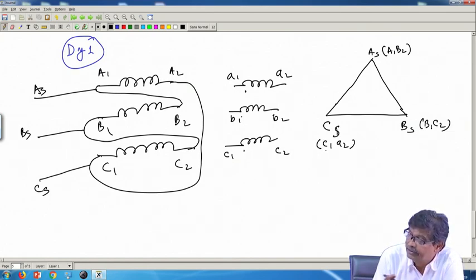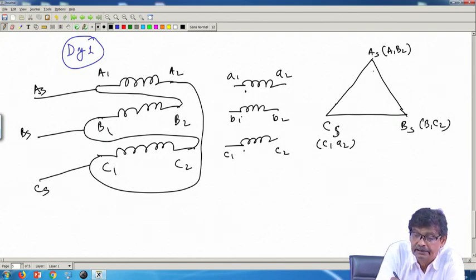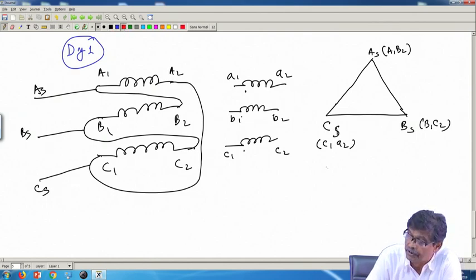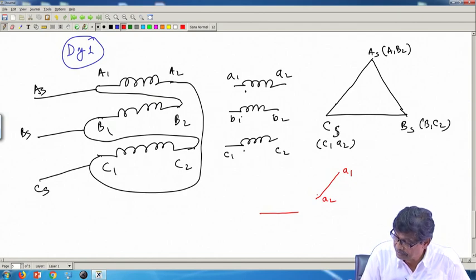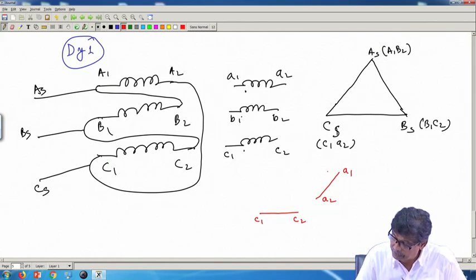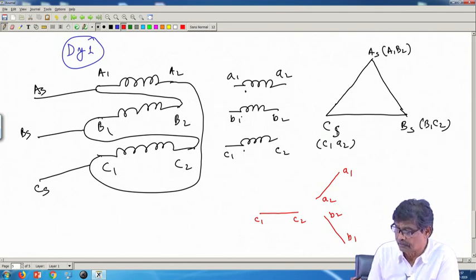I want to achieve this one connection. But what I know is this, that I have now in the secondary these phasors available to me. What is that? Small A1, A2, this is available. Then this voltage is available, C1, C2, and B1, B2. Why I have shown them in isolation? Because I have not connected yet, I do not know.